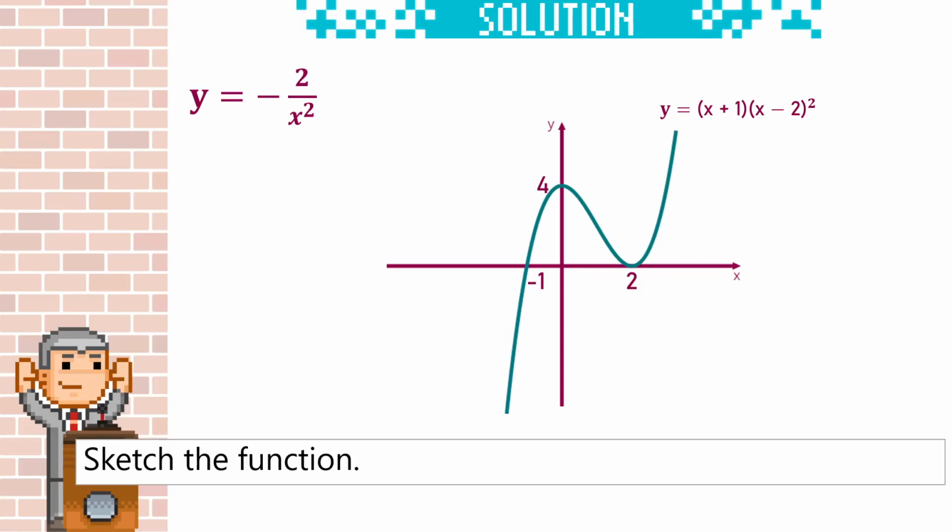We now need to sketch y equals minus 2 over x squared onto the same graph. Now, this is going to be a reciprocal, so we're going to end up with curves going to asymptotes. It's an x squared, so it's going to be in the top left and top right, but it's a negative x squared, so it's going to be in the bottom left and bottom right. So it will look like this.